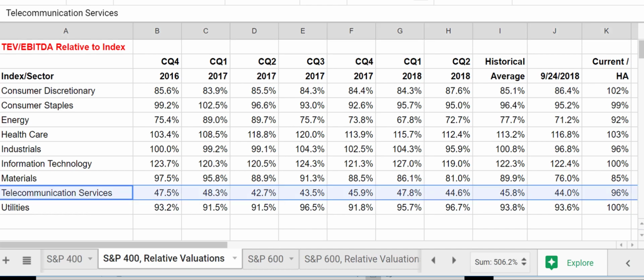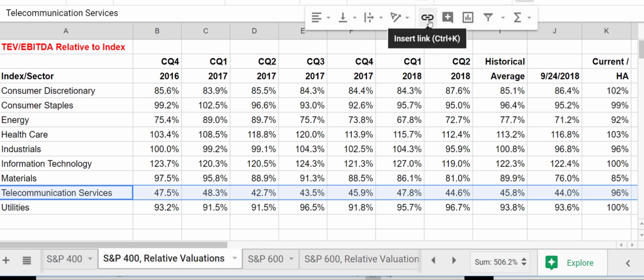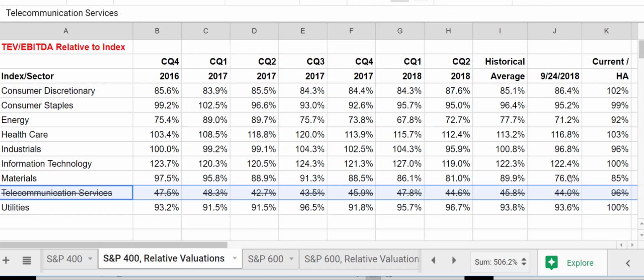Telecommunications services, this looks to be a really extreme one, right? But there are not many companies in the mid-cap space in this particular sector. So I'm just going to cross this out and say let's not look at that one. That one's really not going to give us really much value in this particular context.